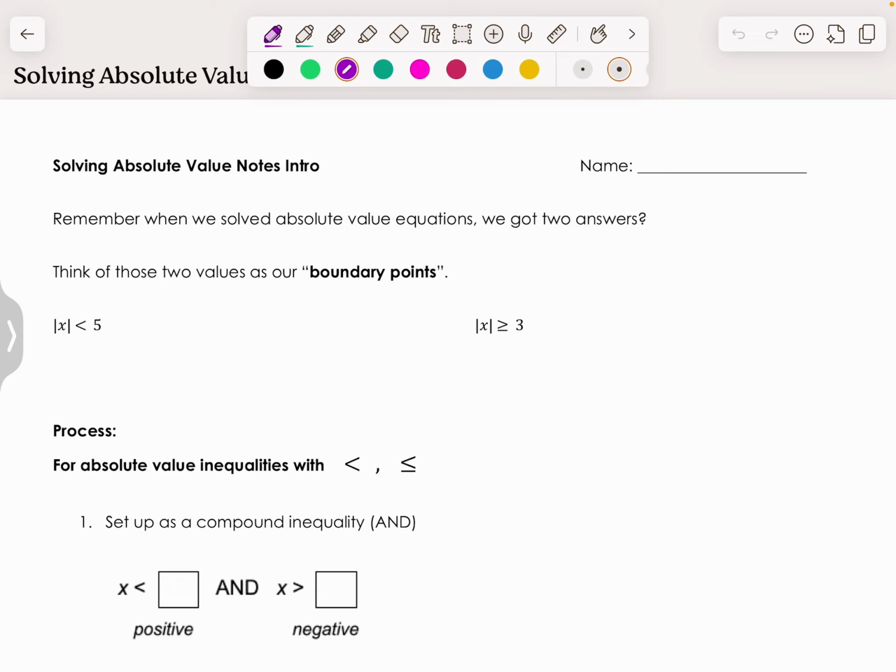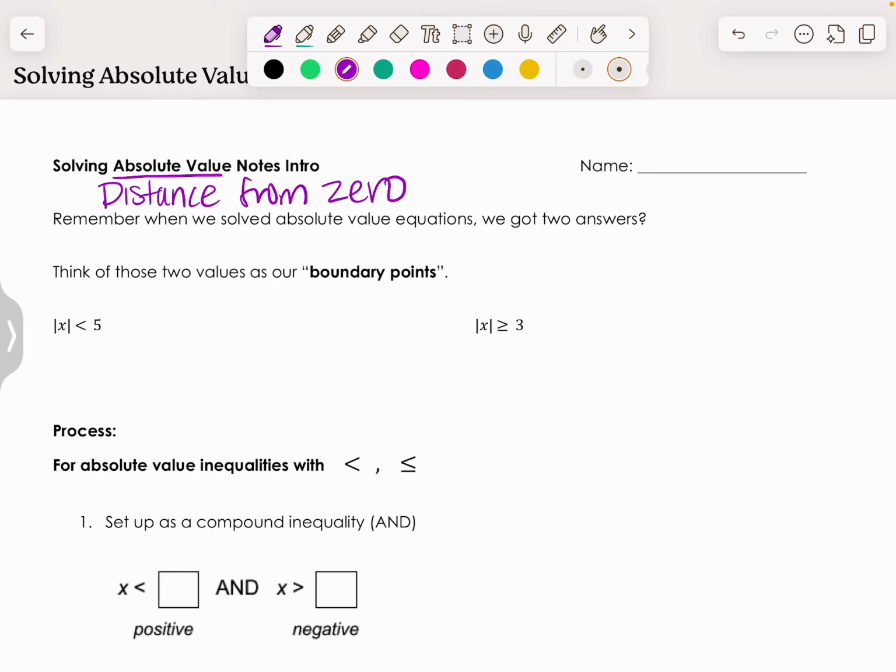We are going to be starting a unit on absolute value functions, and we have done absolute value equations, and today we're going to do absolute value inequalities. I just want to remind you of a couple things. Remember that absolute value means the distance from zero, so how far a number is from zero on the number line.